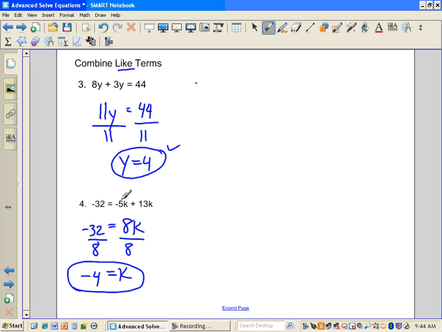I can still check this up here. Negative 5 times negative 4 is 20. 13 times negative 4 is 52. That's going to be a negative 52. And so 20 minus 52 is negative 32. So check, that works.